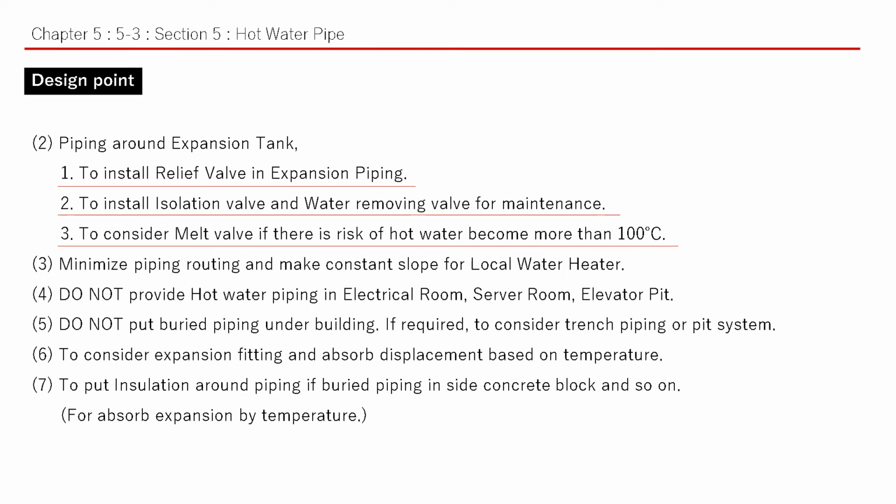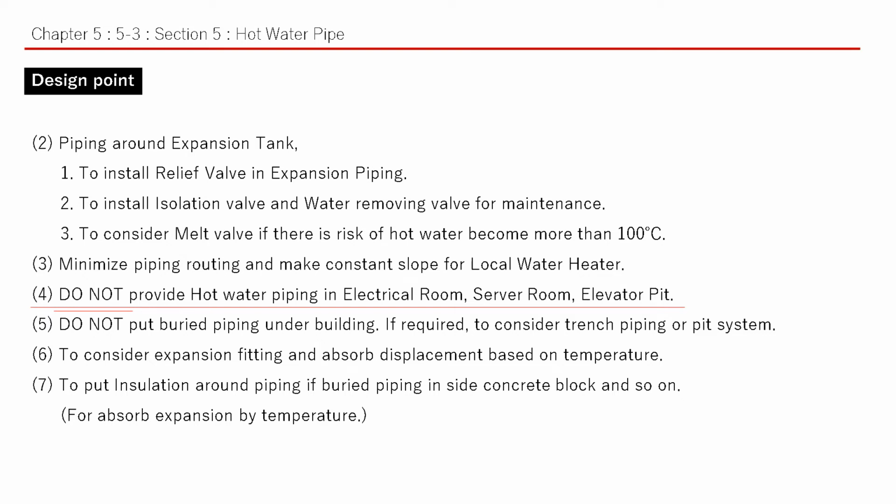Item 2, piping around expansion tank. 1. To install relief valve in expansion piping. 2. To install isolation valve and water removing valve for maintenance. 3. To consider melt valve if there is risk of hot water become more than 100 degrees Celsius. Item 3, minimize piping routing and make constant slope for local water heater.